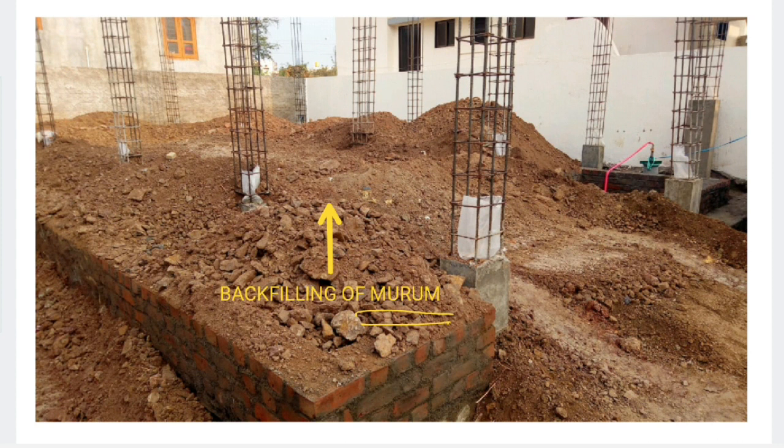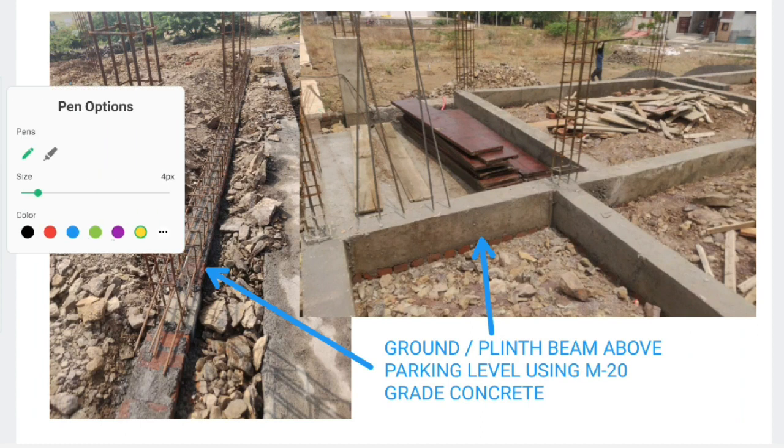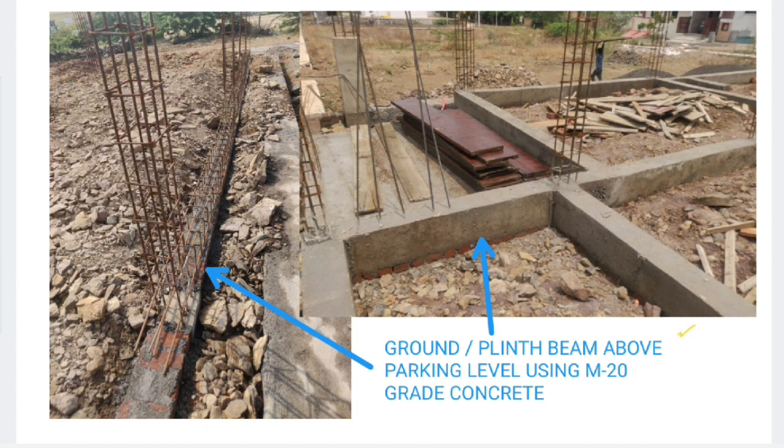Once this work is completed, we'll be going for leveling the ground. We'll level the muram, as well as go for compaction using equipment, and the optimum moisture content of water is to be maintained to compact the backfill material, that is the muram. Once this is completed, we'll be going for the construction of the ground beam or plinth beam. Here you can see the plinth beam we have provided, or ground beam.